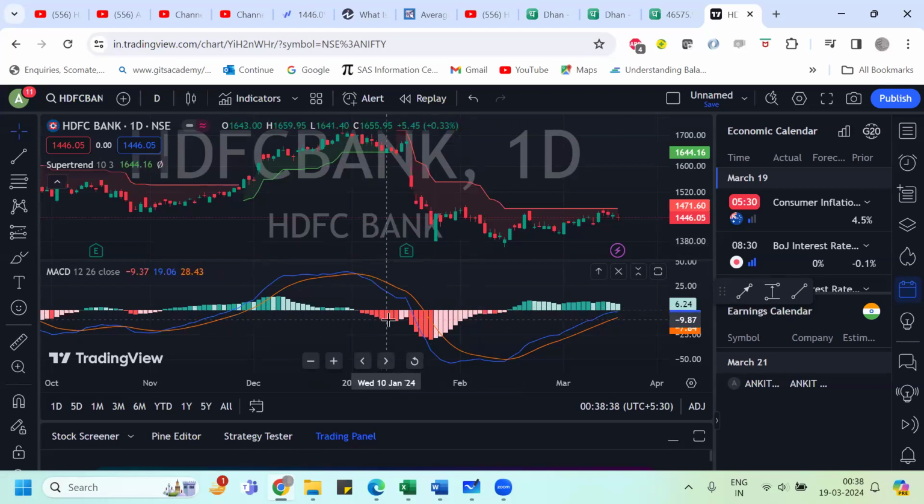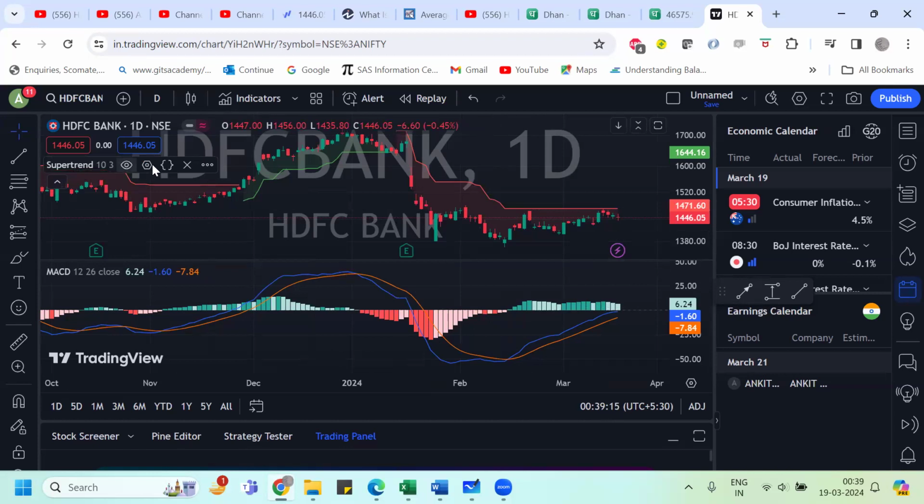Here you can see your MACD shows a very strong selling mode from 2nd January to 14 January. After that, MACD is showing a kind of bullish mode for HDFC Bank. When you're observing super trend, it is still showing a bearish trend for HDFC Bank. So here MACD and super trend are not working together.